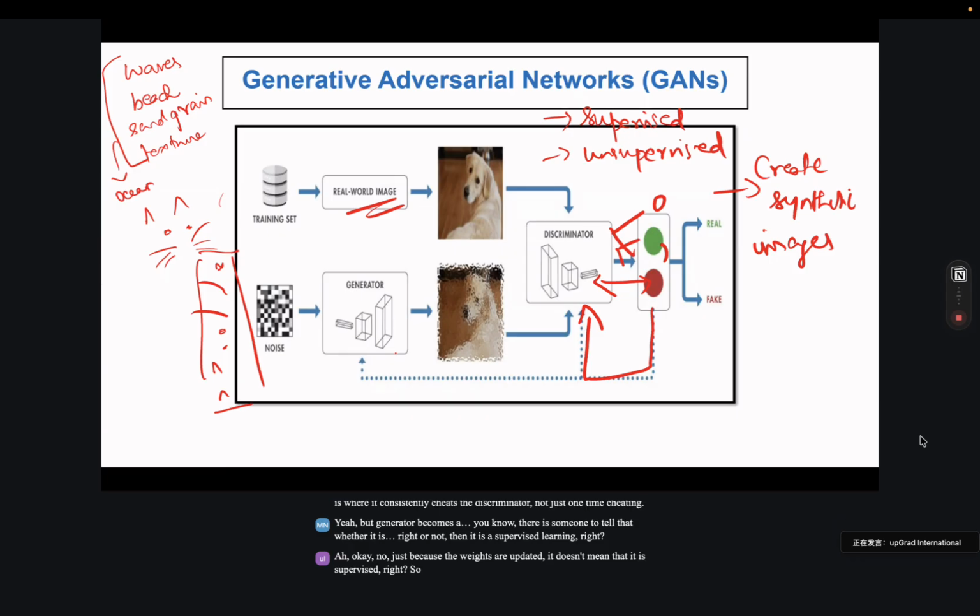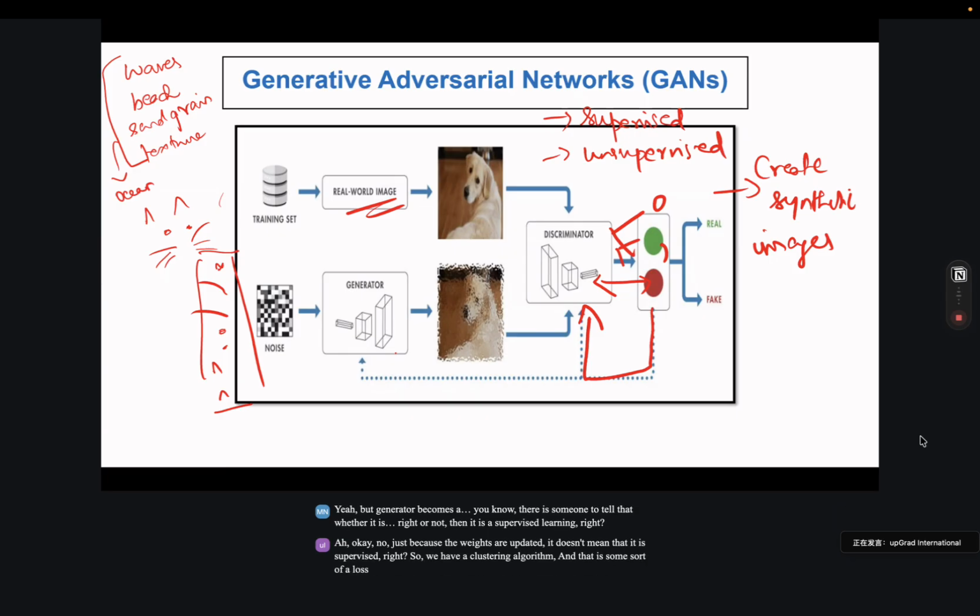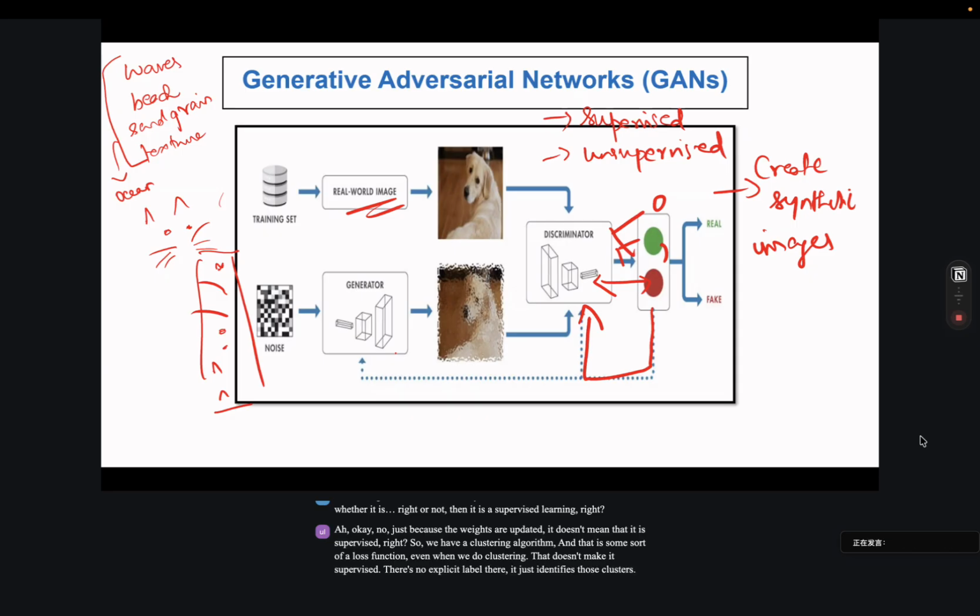So we have a clustering algorithm. There is some sort of a loss function even when we do clustering. That doesn't make it supervised. There's no explicit label there. It just identifies those clusters.